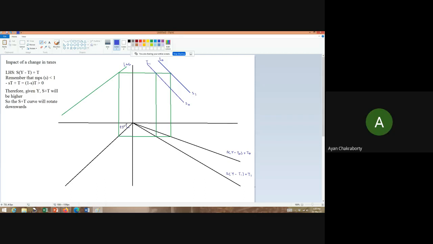Sir, why are we writing s as a function of y minus t, sir? We are measuring y here, so we should write s as a function of y. Is savings a function just of income, or is it a function of disposable income? When we are graphing it, it should remain s as a function of y, not as that. No, but we can. No, I'm not really getting your point. Sir, I'm saying that savings. Yeah, I understand. What you're saying is I should write it in this form.